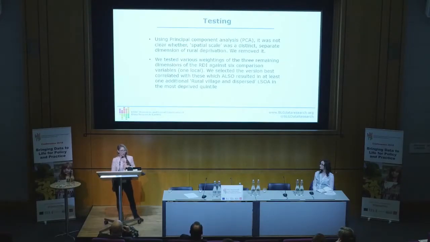So we tested our model, first of all, using principal components analysis. Because what we were saying is we've got these different dimensions, and we're saying that the different separate aspects of rural deprivation. So we wanted to check that any indicators within each dimension were related to each other or correlated with each other, and less well correlated with the other dimensions. So on testing that, we found that three of the dimensions were quite good. One of them, spatial scale, was possibly not a distinct separate dimension of rural deprivation, so we removed it, leaving us with three dimensions.